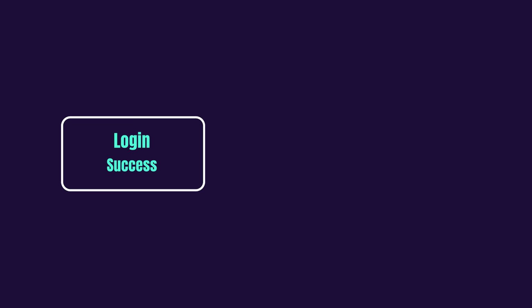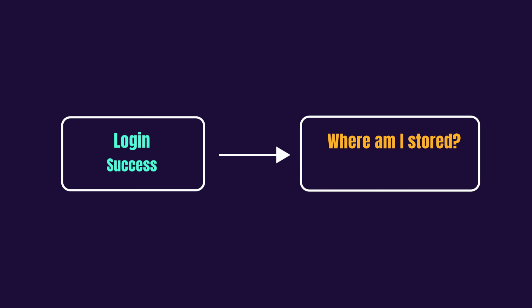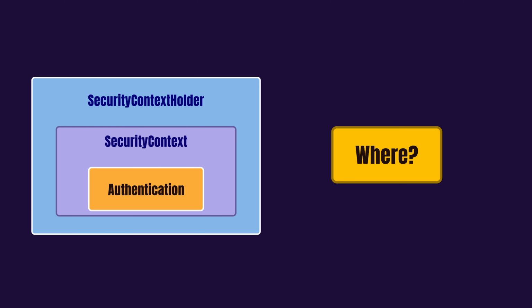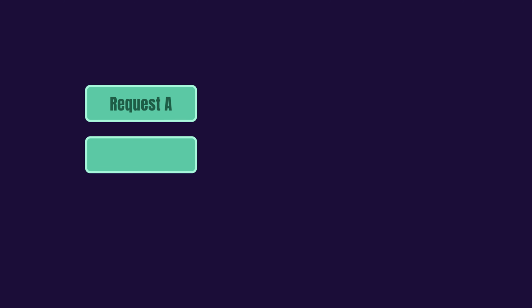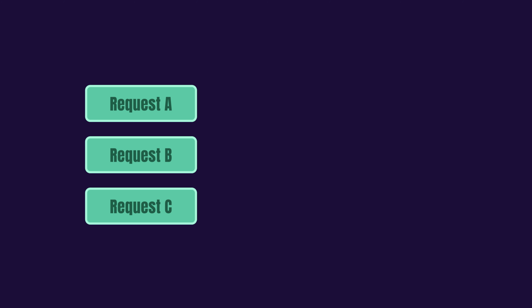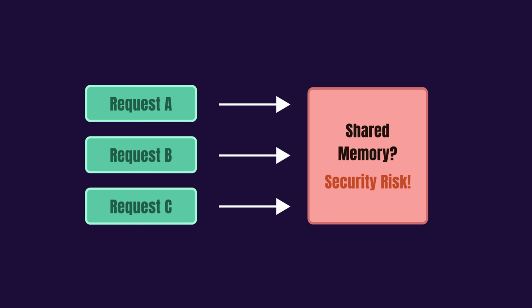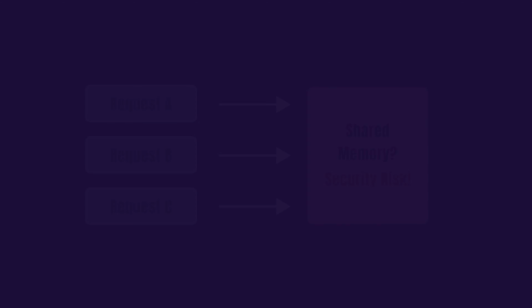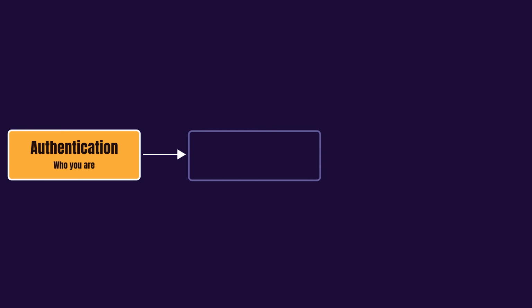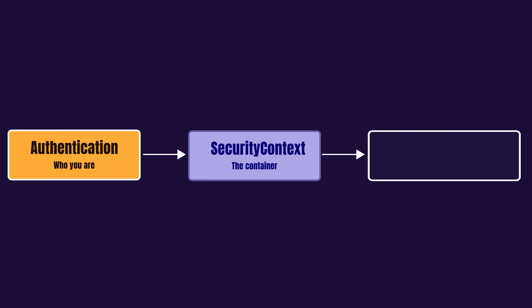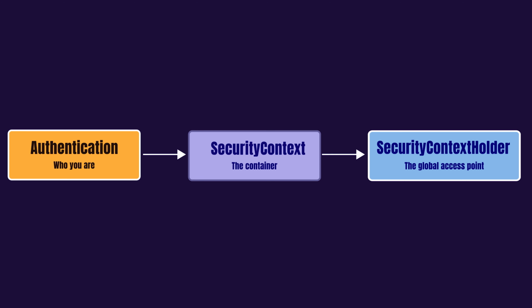After a successful login, Spring Security has to remember who you are. But where exactly does it store that information? And in an application handling hundreds of concurrent requests, how does it make sure one user's authentication never leaks into another user's? In this video, we'll break down how Spring Security actually handles this using the authentication object, the security context, and the security context holder.